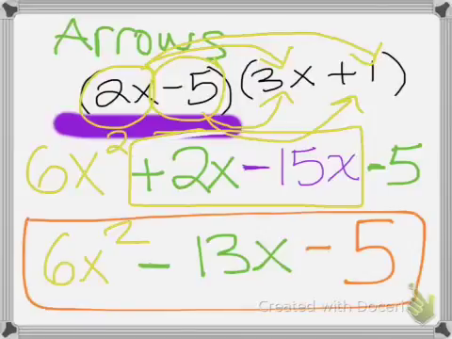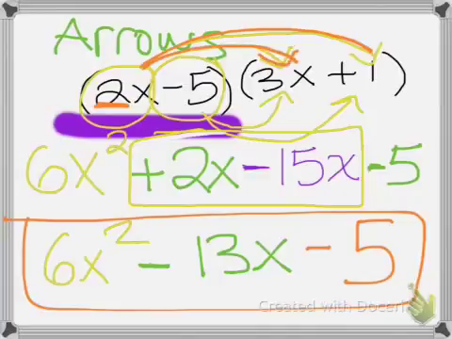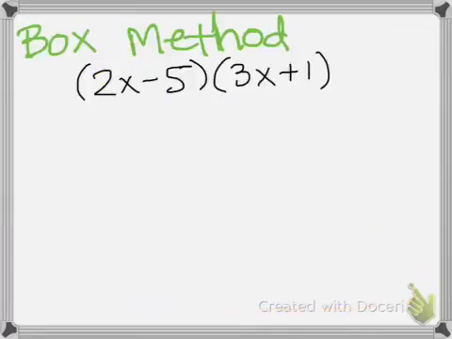So again, we take each term in the first one and multiply it times what's going on in the other parentheses. Okay? You're always multiplying times the other group, not within the same one. I'm going to show you another way. It's called the box method.